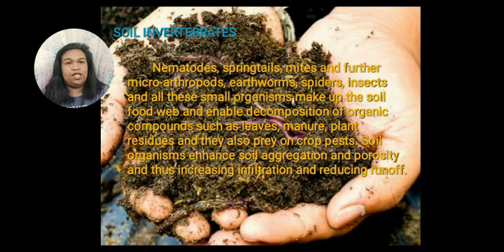Soil invertebrates, nematodes, springtails, mites and further microarthropods, earthworms, spiders, insects, and all these small organisms make up the soil food web and enable the decomposition of organic compounds such as leaves, manure, and plant residues, and they are also prey on crop pests. Soil organisms enhance soil aggregation and porosity, thus increasing infiltration and reducing runoff.